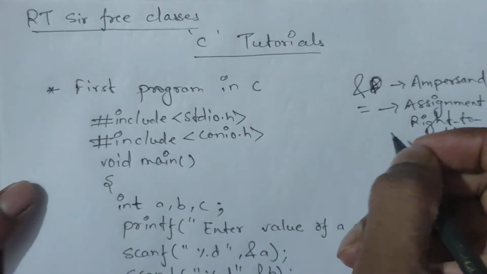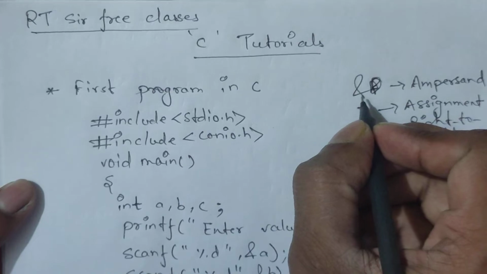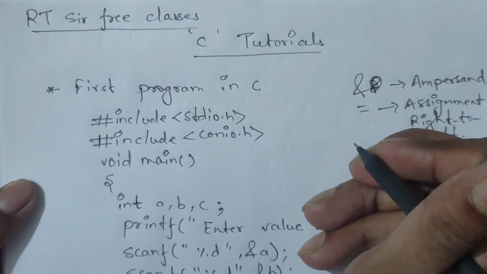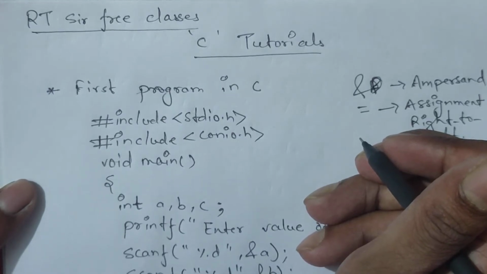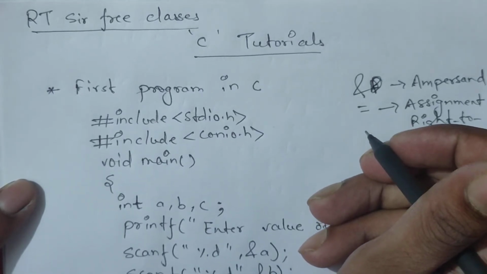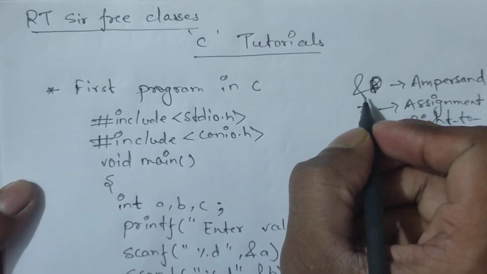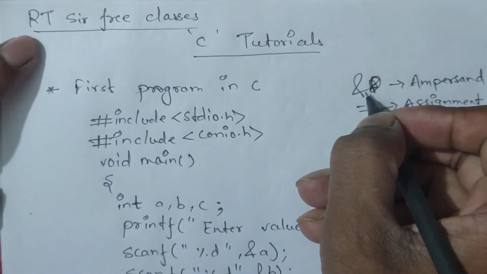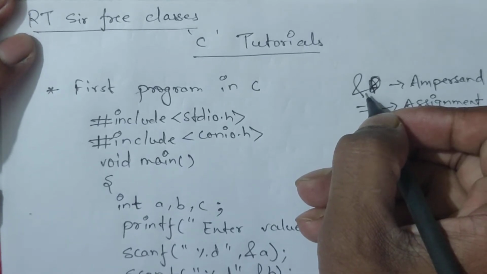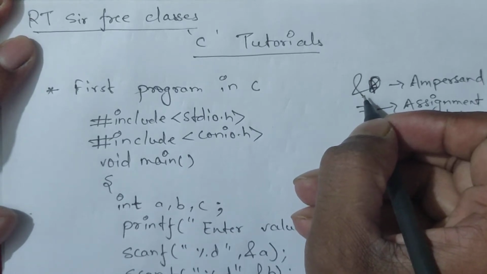First of all, we will learn about some symbols, like this ampersand symbol. Its name is ampersand in C language. Its use is to denote the address of any variable. If it's written with a or b or any other C variable, then it denotes the address of that particular variable.